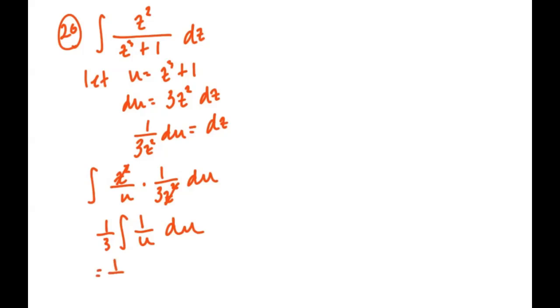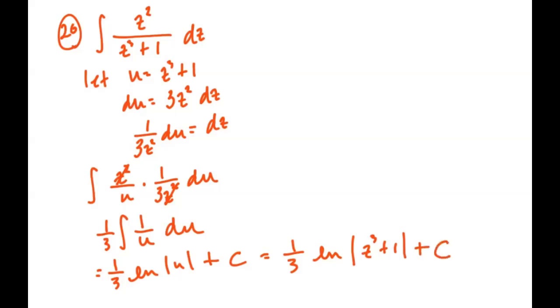So this equals, it's the right answer, 1/3 natural log absolute value of u plus c. Do you know why it's absolute value? Let's plug this in: 1/3 natural log absolute value of z to the third plus 1 plus c. Do you know why it's absolute value? It's absolute value because the domain is from 0 not included to infinity. So you can't take the natural log of a negative number. And that was supposed when we did the antiderivative. So we have to include the absolute value bars.